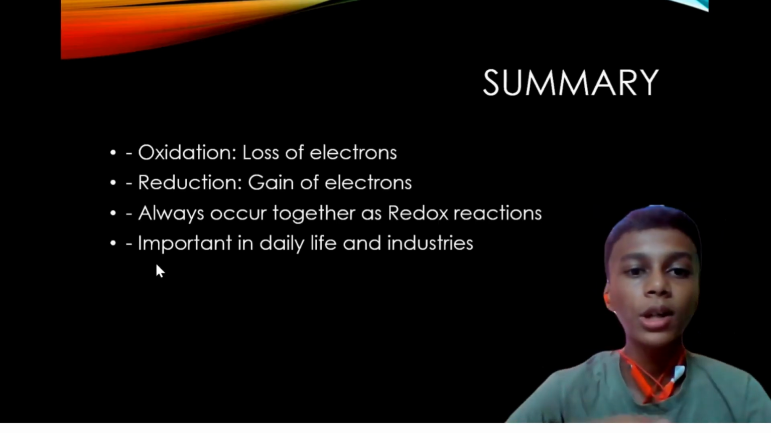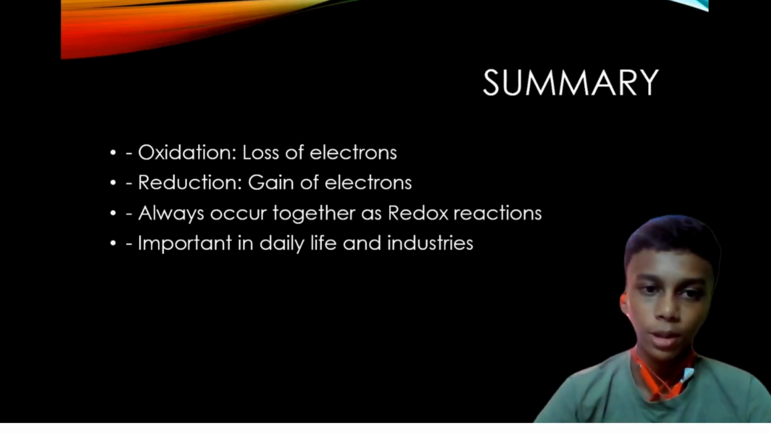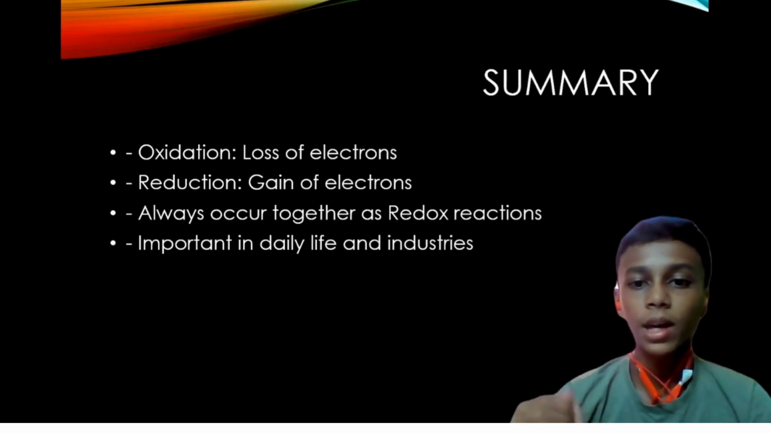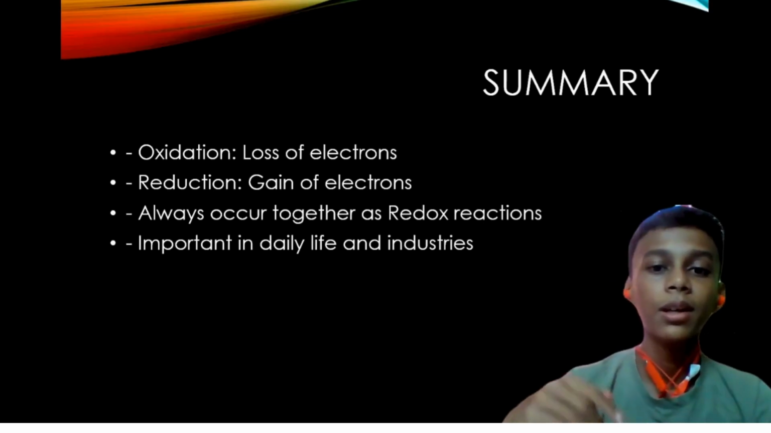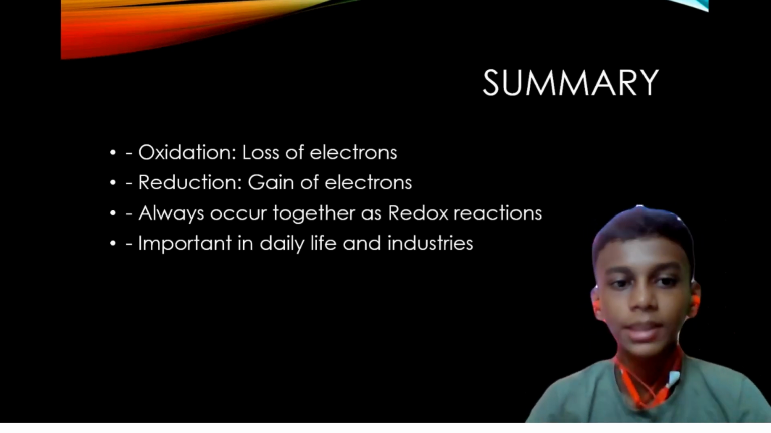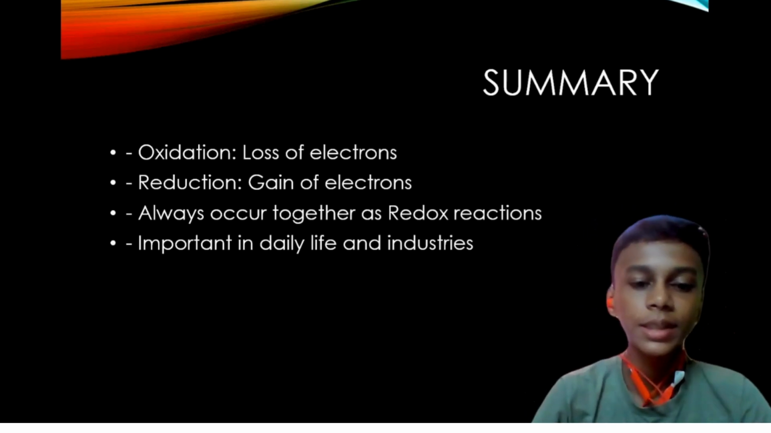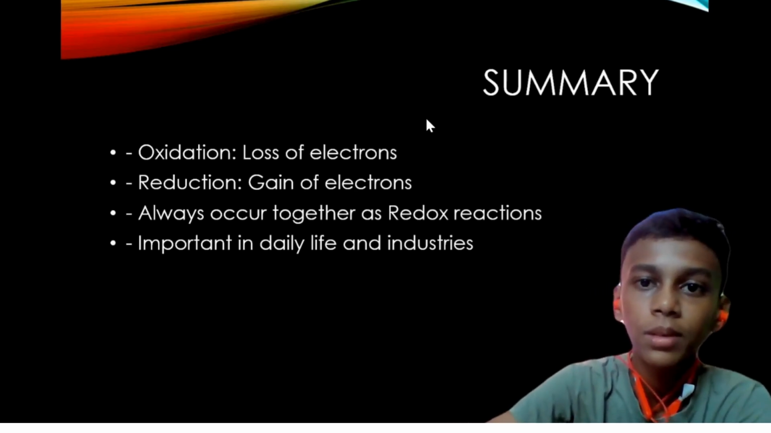So in summary, oxidation is a loss of electrons and reduction is a gain of electrons. They always occur together and are known as a redox reaction. It is important in daily life activities and industries. So today we learned what oxidation and reduction are, what the agents are, the oxidizing agent and reducing agent, and how they work.